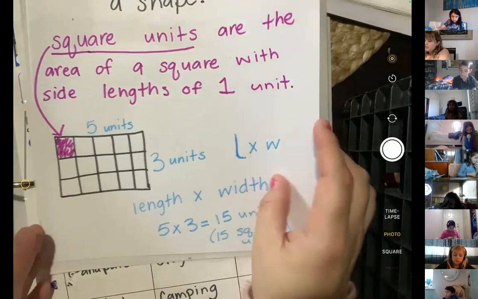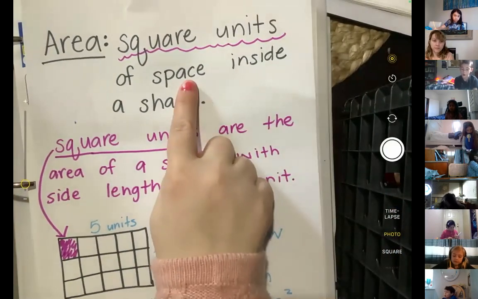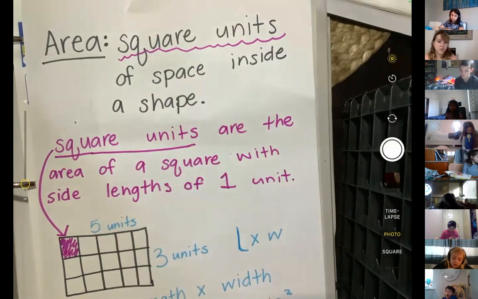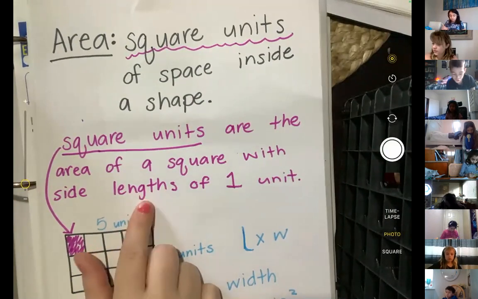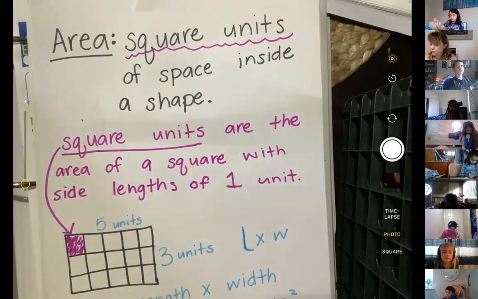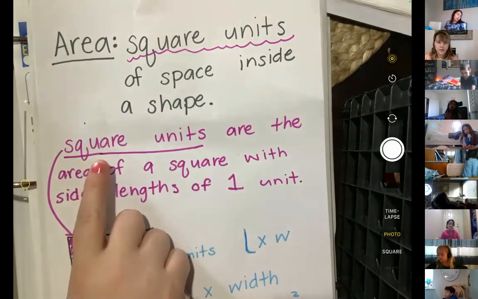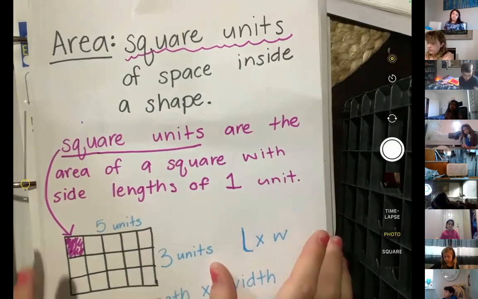So the important parts of this, though, are these words here. Okay, area is the square units of space inside a shape, and square units are the area of a square with side lengths of 1 unit. And we're going to go into more detail about that. Okay, so those are the words you're looking for, though. Area, square units. That's what we're focused on today.